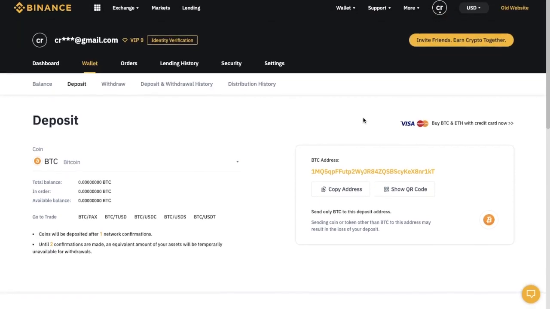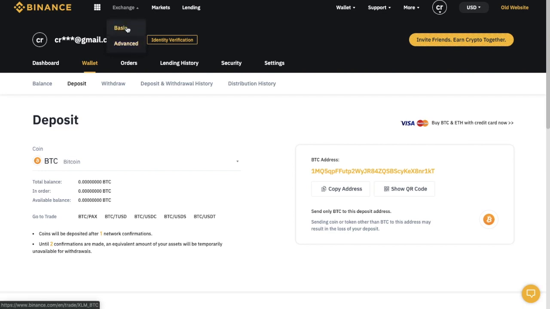Now if I just scroll up, and if I go to exchange, under the exchange you have two different types of exchanges. So you have advanced and you have basic. Advanced allows you to do things like chart, but we're just going to be focusing on basic today.